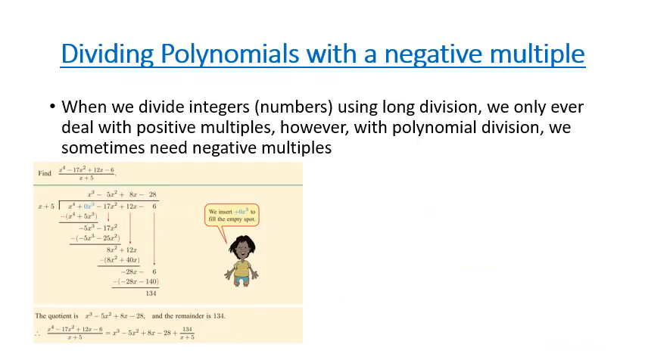So something just worth thinking about is, when we're dividing polynomials, we sometimes might need to figure out the multiplier, but we may have to use a negative to do that. Alright, so just making sure that when you are multiplying to get a 0 to do your long division, you may need to use a negative multiplier. Alright, so just keep that in mind.